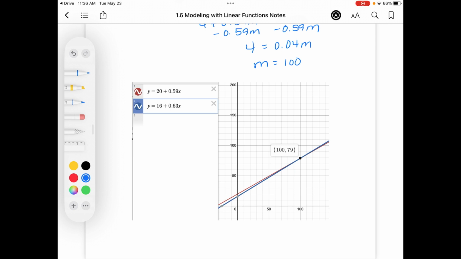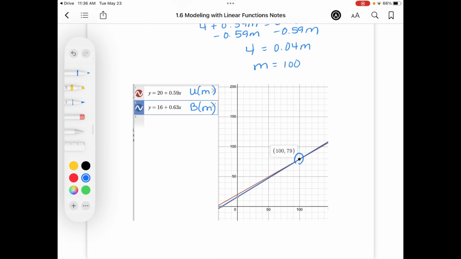And my first graph, the red line is interpreted of the U-Haul and the blue line is budget. When I'm looking here, I do see that we have at 100 miles, it will cost us $79, and that is where they're equivalent because that is where they intersect.